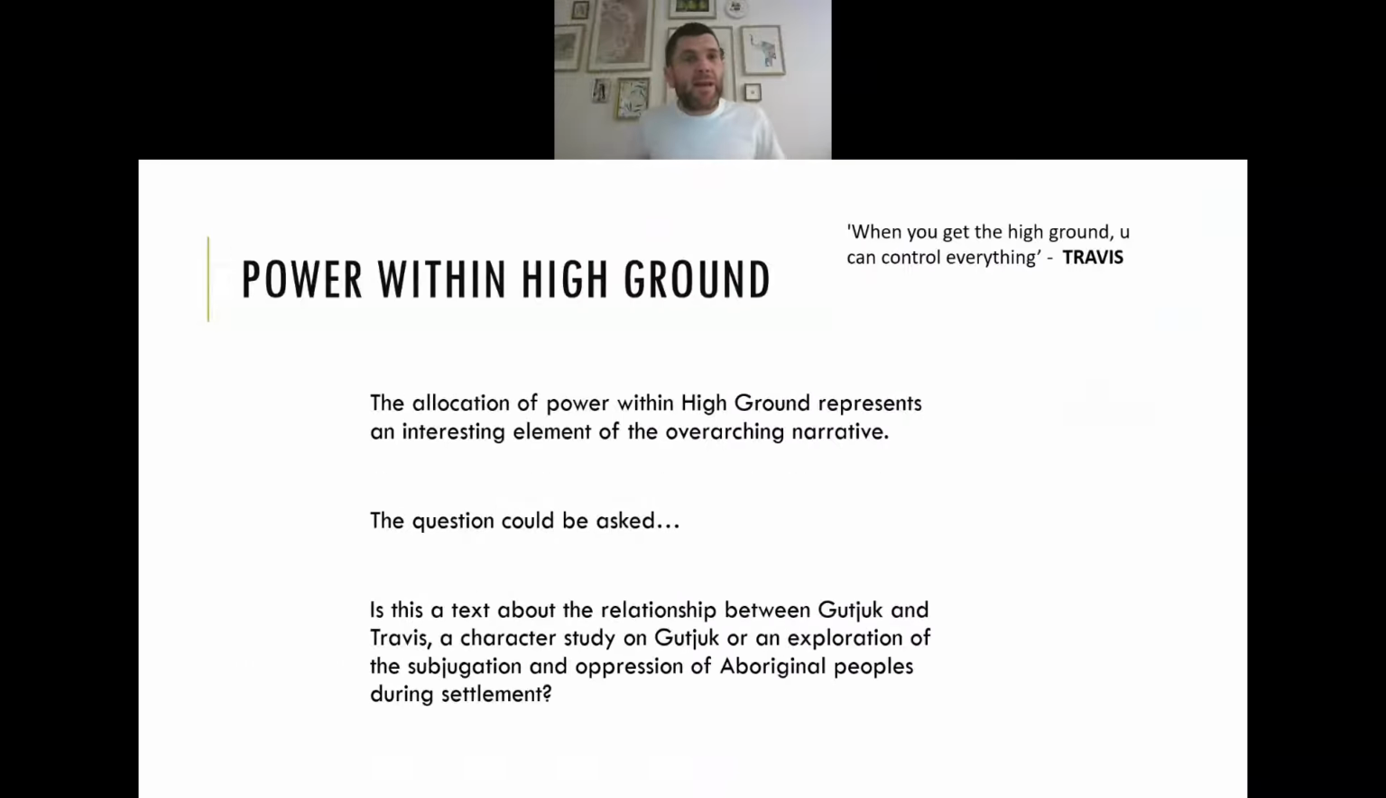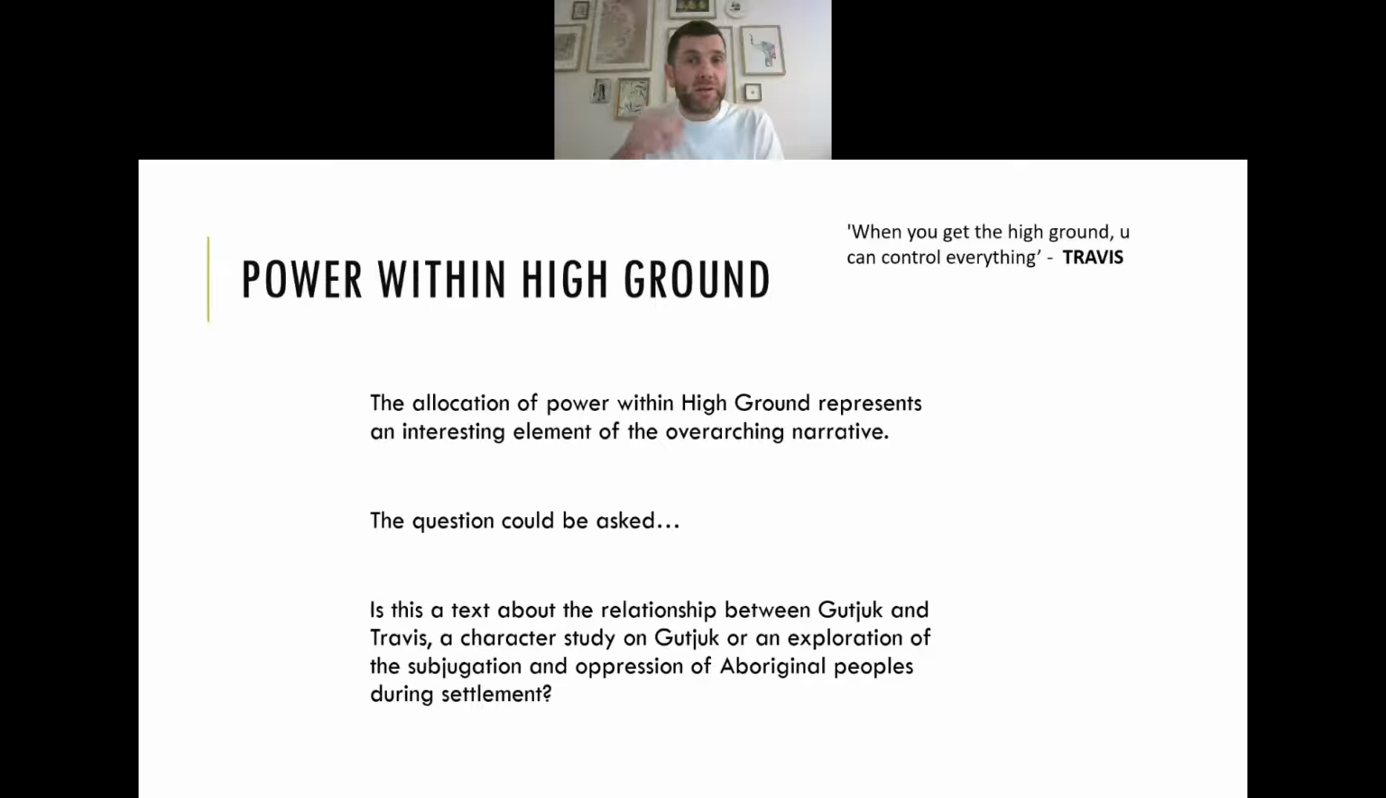Okay, so power within Higher Ground. Their allocation of power within Higher Ground represents an interesting element of the overarching narrative. The question could be asked, is this a text about the relationship between Gutjuk and Travis, a character study of Gutjuk, or an exploration of the subjugation and oppression of Aboriginal peoples during settlement?